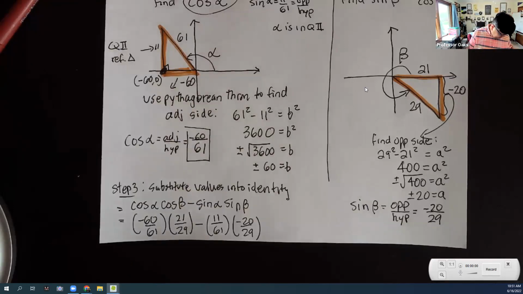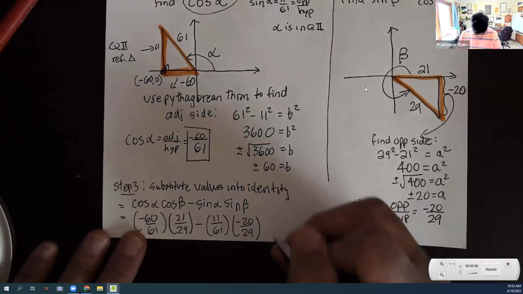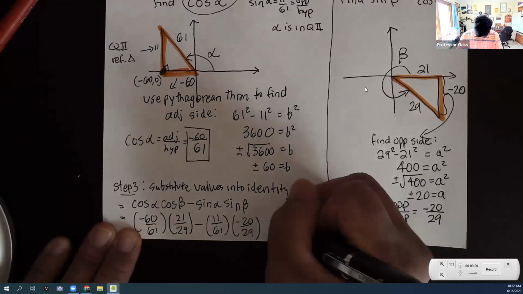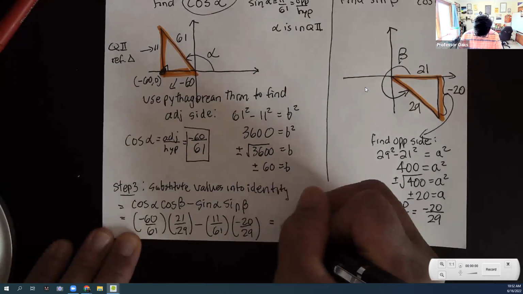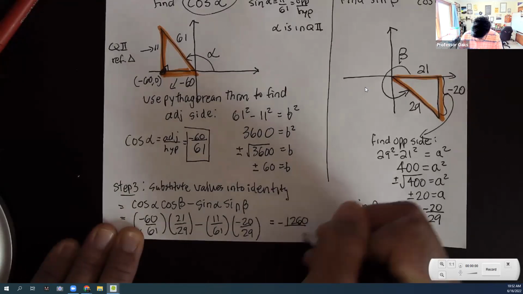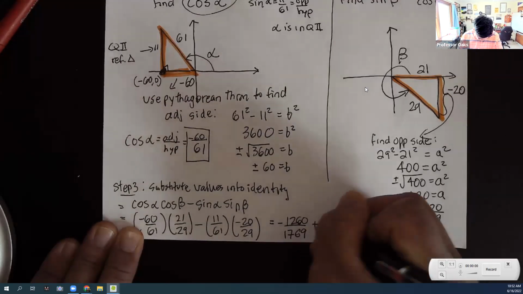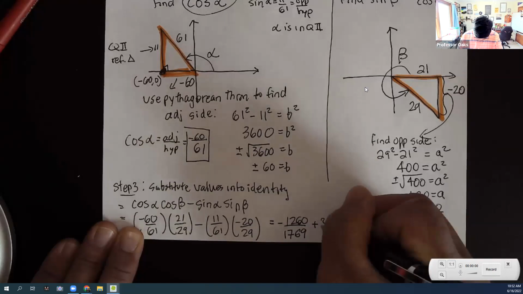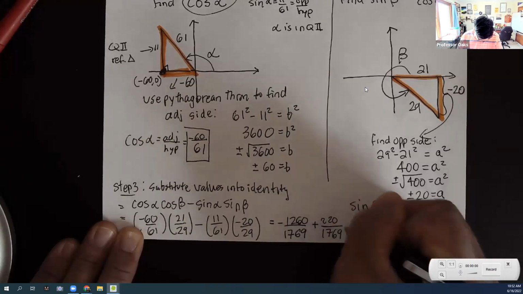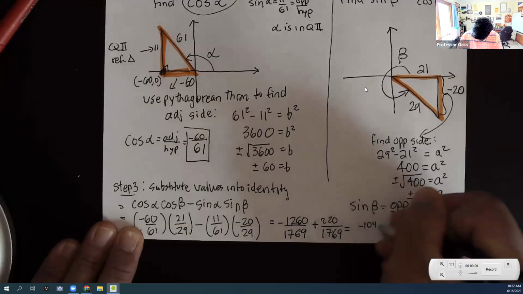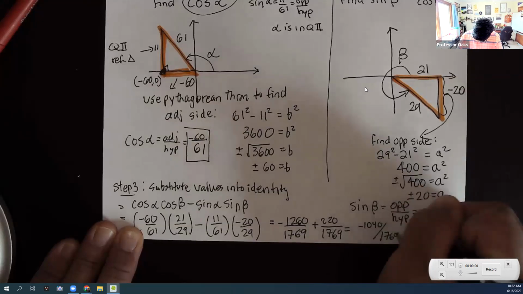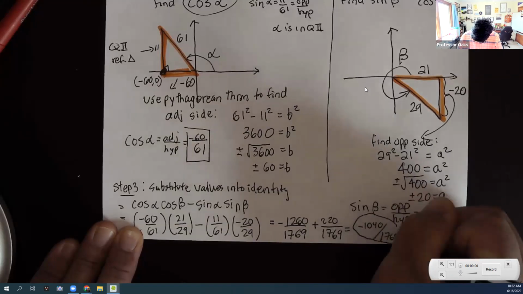And then if you do this, you will get negative 1260 over 1769 plus 220 over 1769, for a final answer of negative 1040 over 1769. And again, you don't have to reduce this.